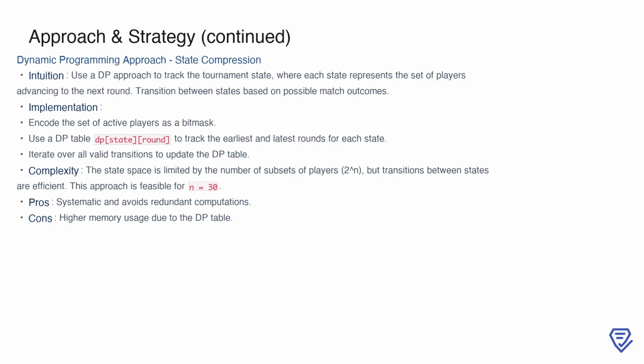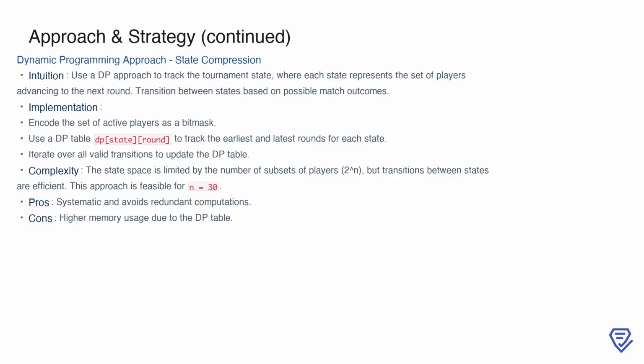Another potential solution involves using a dynamic programming approach that relies on state compression. The intuition here is to represent the tournament state as a set of players advancing to the next round, transitioning between states based on possible match outcomes. To implement this, we can encode the active players as a bit mask, where each bit represents whether a player is still in the tournament.